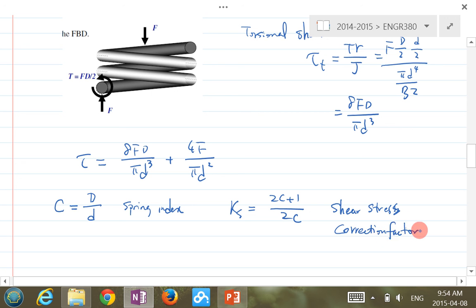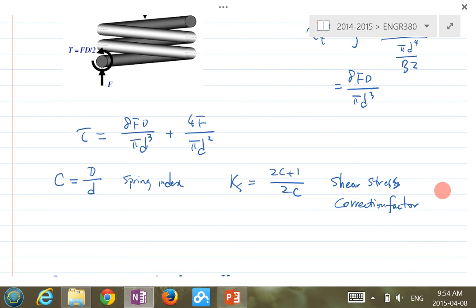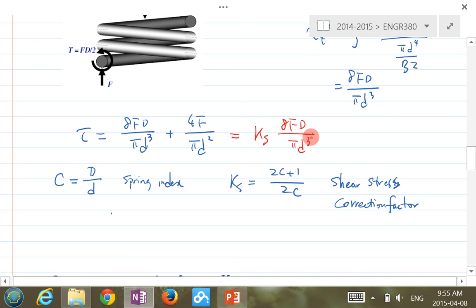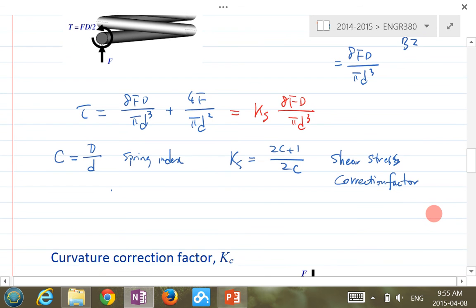Okay? So based on this definition for C and also the definition for Ks, we can rewrite the tau to be like this now: Ks times 8FD over pi d cubed. So this is basically the basic equation for shear stress in the spring material. However, we're not going to use this actually.